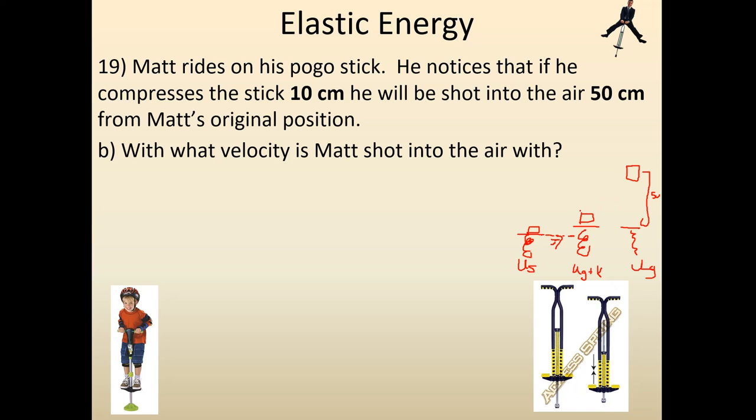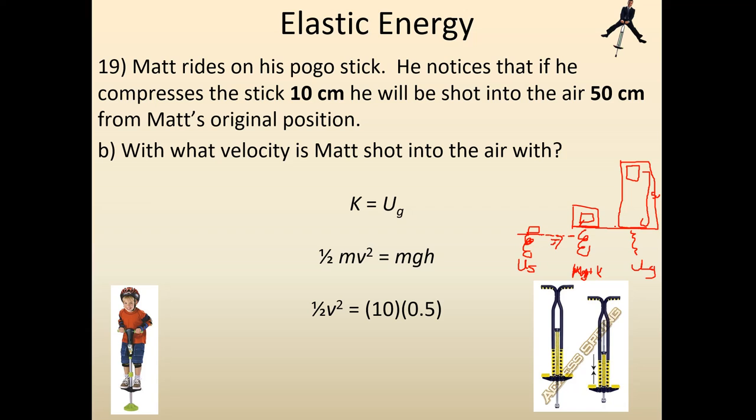What I can do to make my life easy is set these two points equal to each other and ignore the 10 centimeter height here, because everything is going to be taken from this same point. Again, ignore everything from the bottom. This is now my ground level, because that's how I'm setting up my problem. So I can set the kinetic energy from right when the spring was released equal to the potential energy at the maximum height.